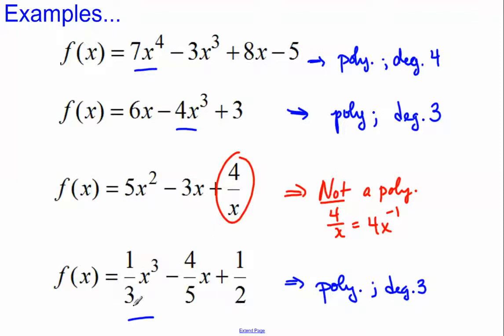For the last example, my coefficients, the numeric part, are fractions, but that's okay. We don't care about the number part. I look at my exponents. Those are both normal non-negative integers, so this would qualify as a polynomial. Our highest degree term is going to be this first one here, so my degree is going to be a 3. We sometimes call that a cubic.